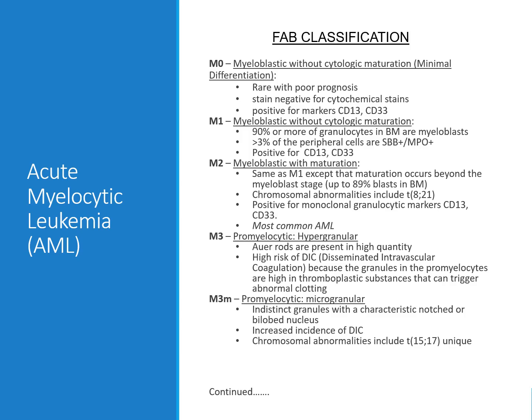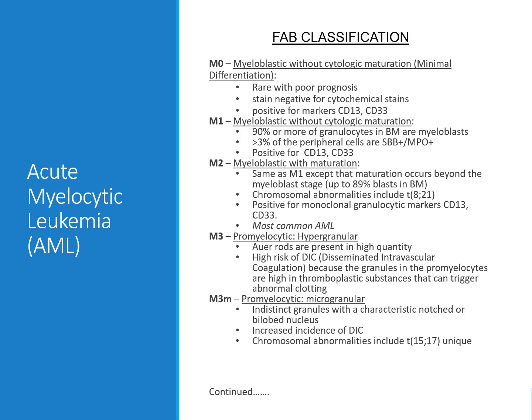The third type, or I guess the fourth type or category of AML is called promyelocytic hypergranular. And what we tend to see in this category or classification of AML are a conglomerate of fused primary granules forming an intracellular body that we call Auer rods. And we usually see these Auer rods in high quantity throughout the cytoplasm. And we're going to look at some pictures in just a bit.